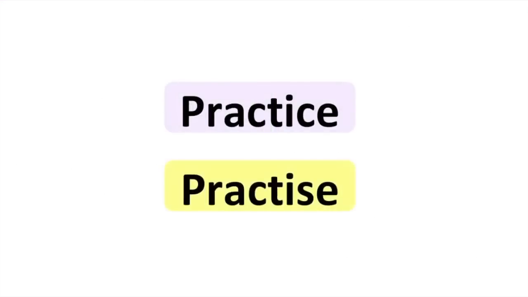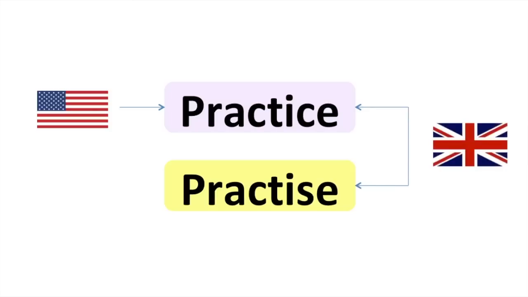Practice, practice. These are homophones. Homophones are words with the same pronunciation but different spellings and different meanings. If you're using American English, then you will only ever need to use practice with a C. However, if you're using British English, then you will need to understand the difference between both, as both are used in British English.